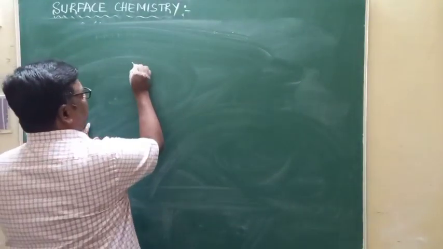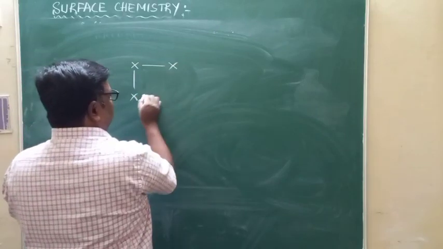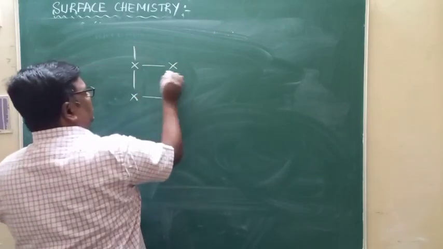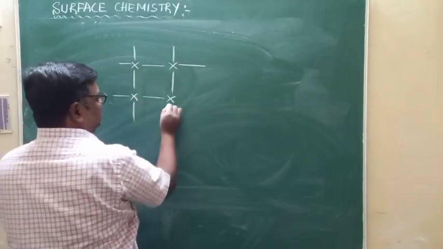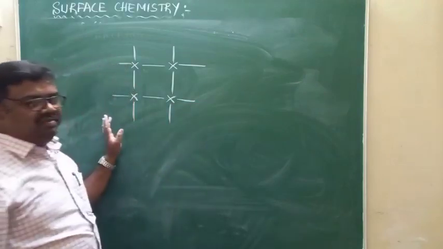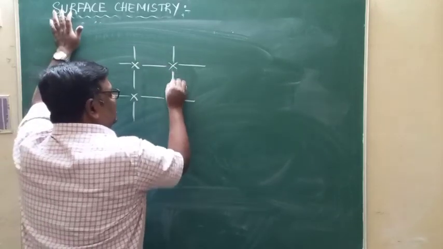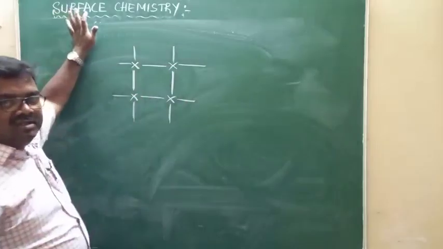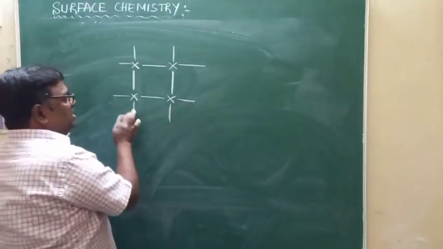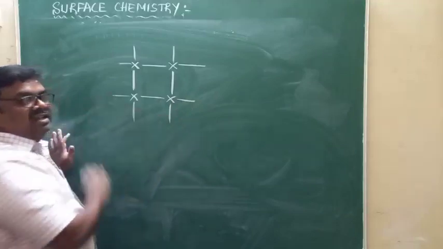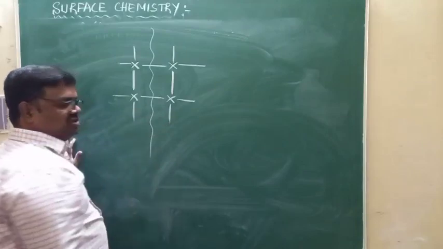Look at this. Consider one adsorbent with X molecules. In this particular adsorbent, the X molecules are held together by a certain force of attraction through certain bonds, right? These are the unsatisfied valences, right? Okay, now if I cut this particular solid.